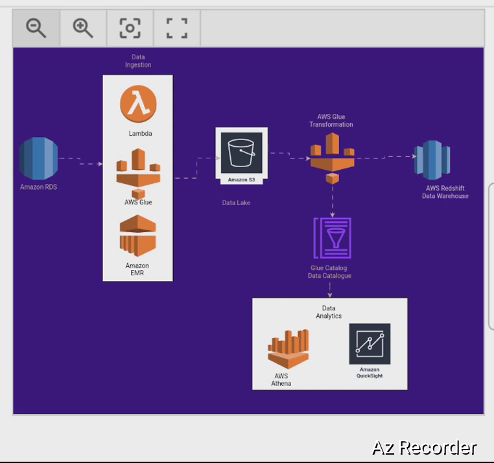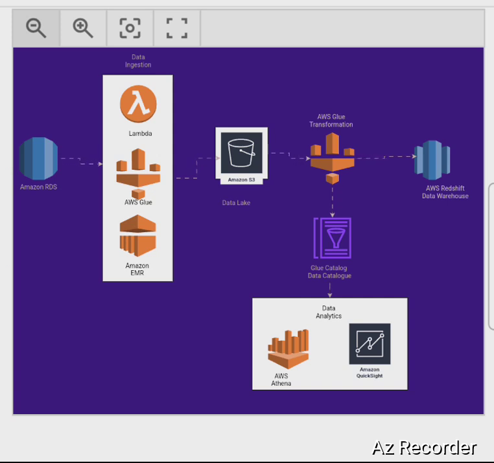Now, Amazon RDS is a managed relational database. It supports MySQL, PostgreSQL, MariaDB, SQL Server, and Oracle. It allows vertical scaling by increasing the size and storage. It also supports automatic backup, patching, and recovery. Now, how would you load the data from Amazon RDS into your data lake?